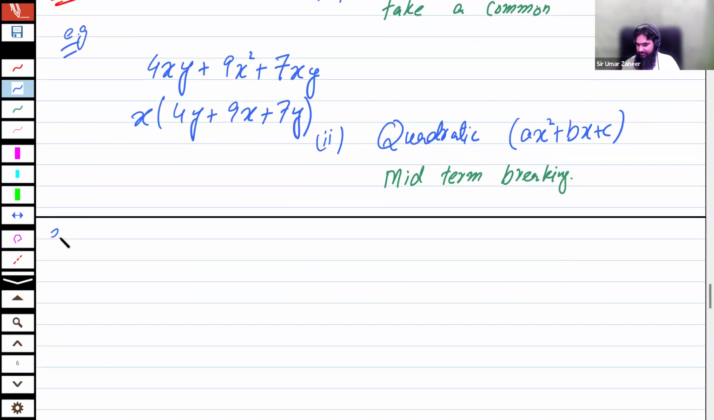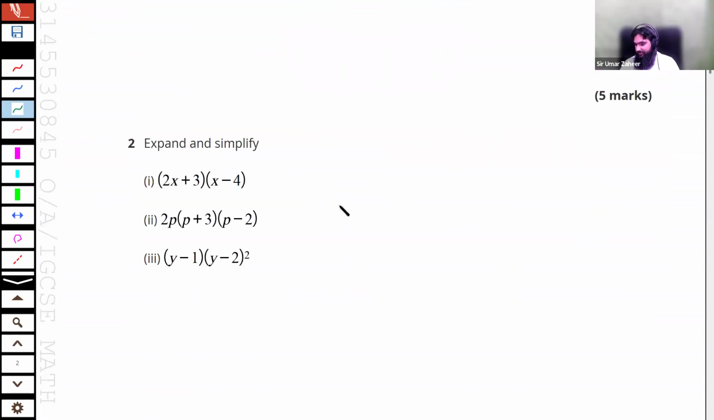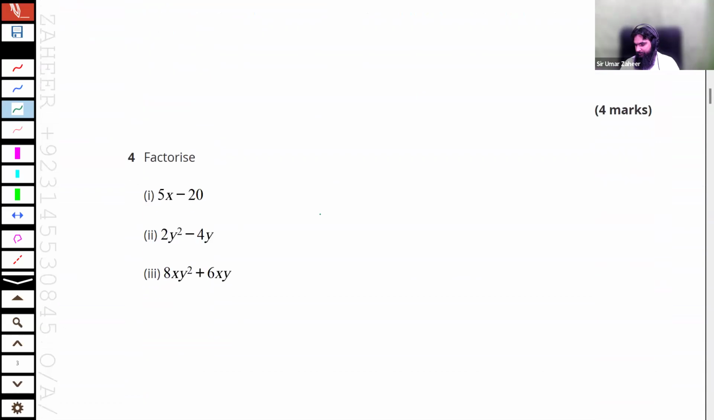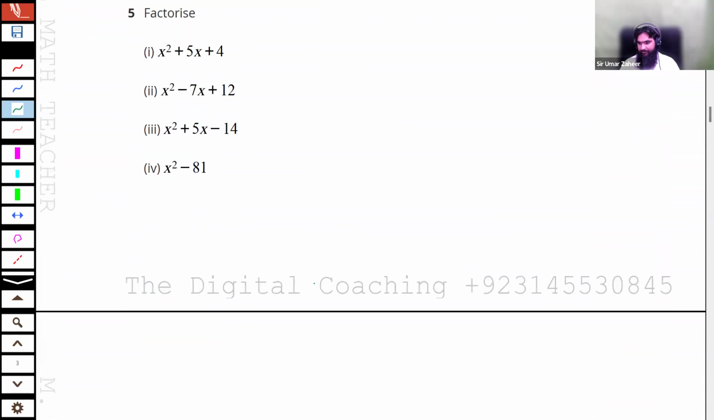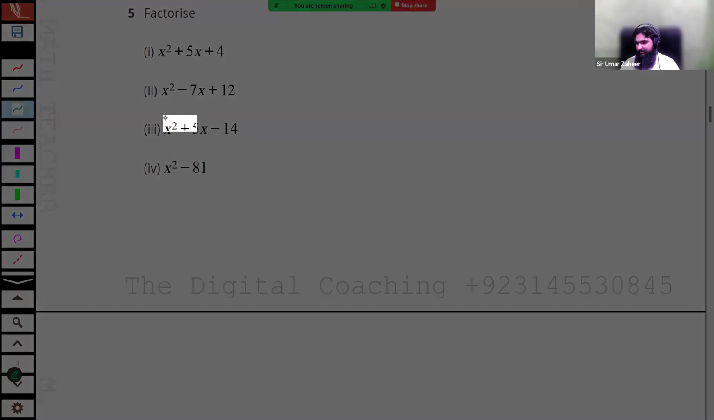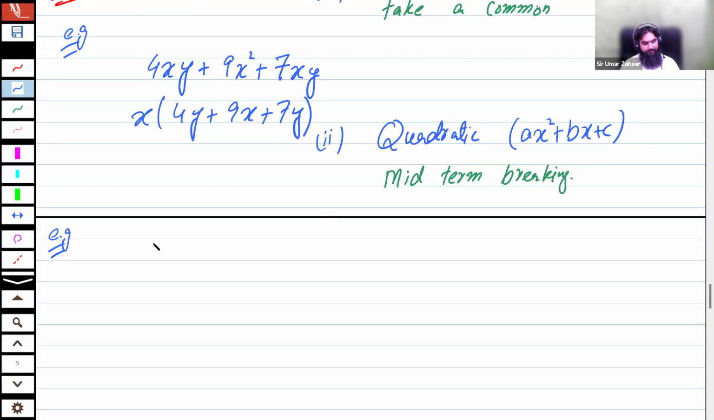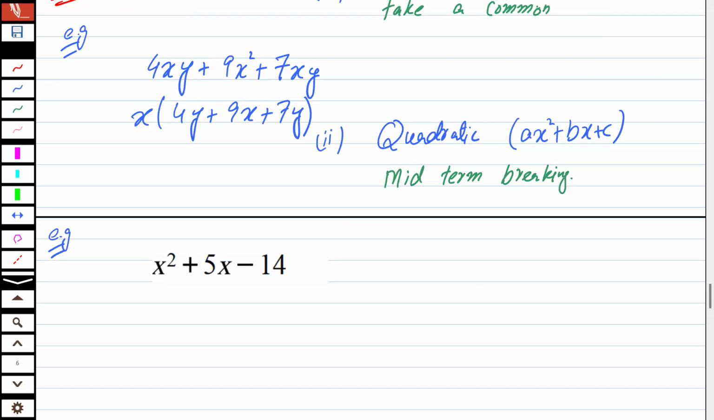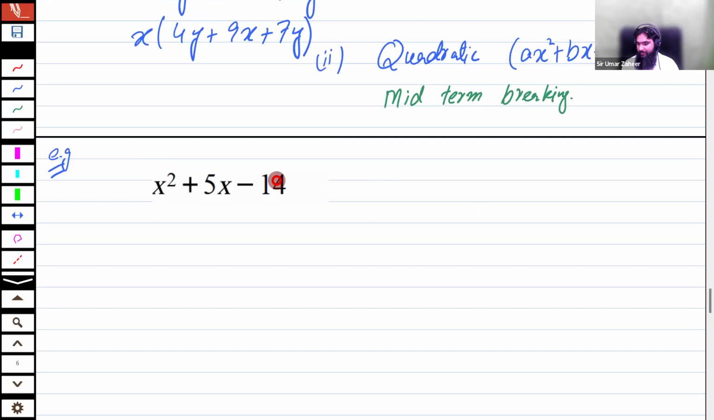Let's take an example from the worksheet. Look at here. Here we have three terms, and it is quadratic. So in the first step, first of all, I will multiply the constant term with the coefficient of x square. So minus 14 multiplied by 1 will be minus 14.